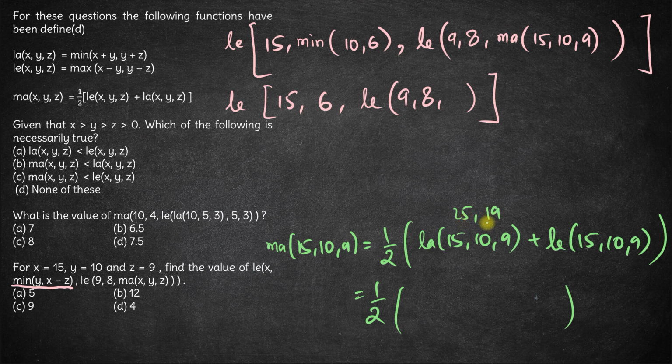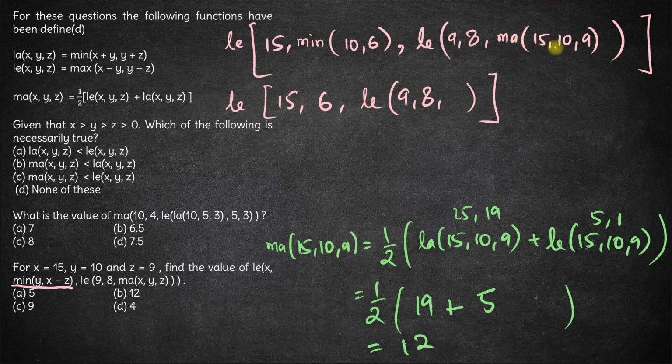So the minimum of 25 and 19 is 19, plus LE, which is the maximum of x minus y, comma, y minus z. The maximum of these two is 5. So half of 19 plus 5. 19 plus 5 is 24. Half of 24 is 12. So MA 15, 10, 9 comes out to be 12 here.